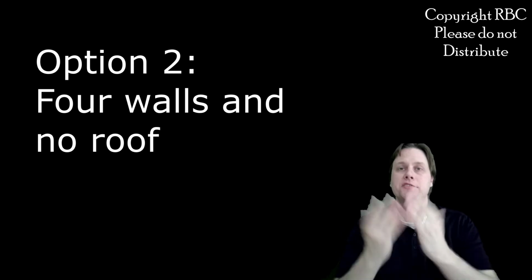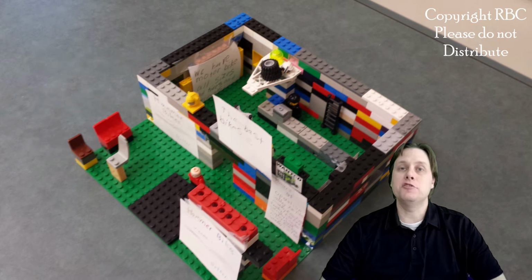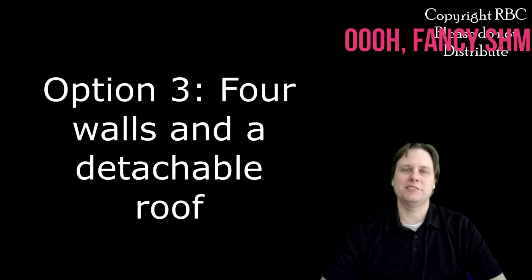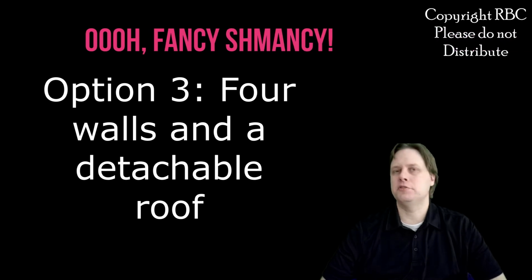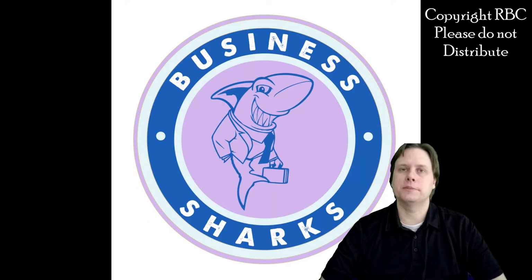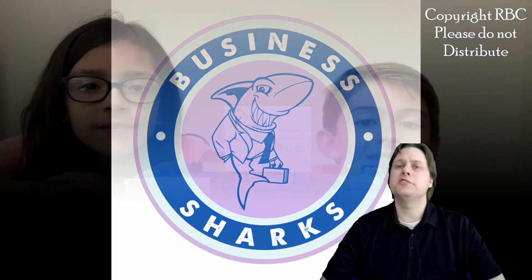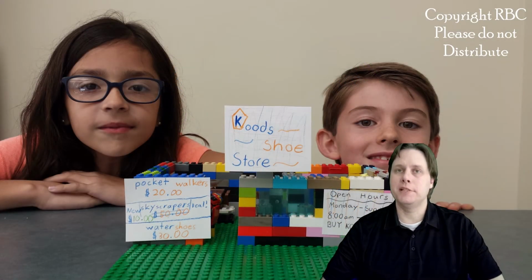Another option is to build walls all the way around, as in this example here, and no roof on the top. That way we can see inside your business. The third option, which is really kind of fancy, is you could build 4 walls around and build a detachable roof, which we've had some students do in the past. That one's a little tricky, so certainly you don't have to do that, but that's a third option. Now, as you might have noticed in some of the examples, we ask students to use little index cards to add on to their business.